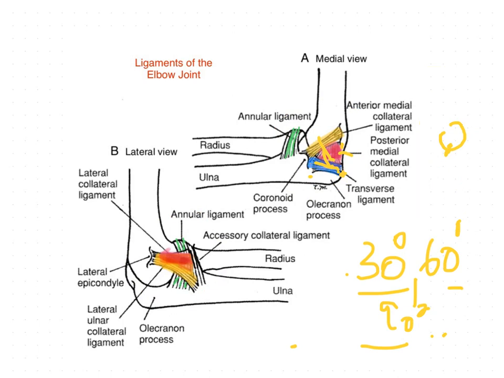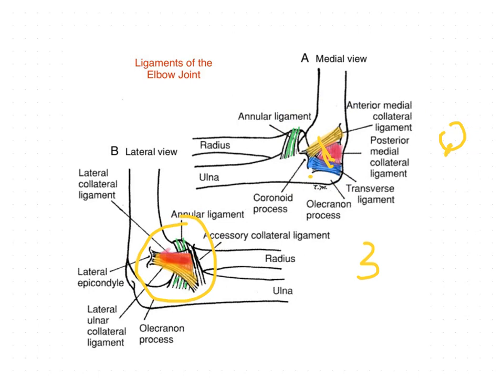Now coming to the lateral collateral ligament. This lateral collateral ligament is also considered a complex. This complex is formed by two important ligaments and a small amount of other ligament, which includes the lateral or radial collateral ligament and the lateral ulnar collateral ligament, and also the annular ligament. So these are the ligaments here.